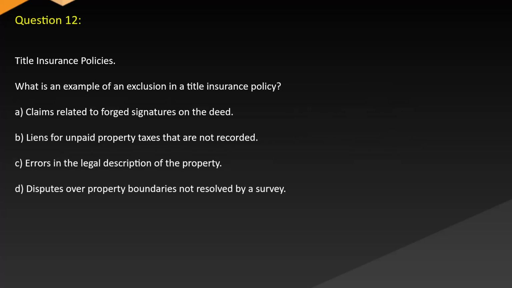Question 12. Title insurance policies. What is an example of an exclusion in a title insurance policy? A. Claims related to forged signatures on the deed. B. Liens for unpaid property taxes that are not recorded. C. Errors in the legal description of the property. D. Disputes over property boundaries not resolved by a survey.